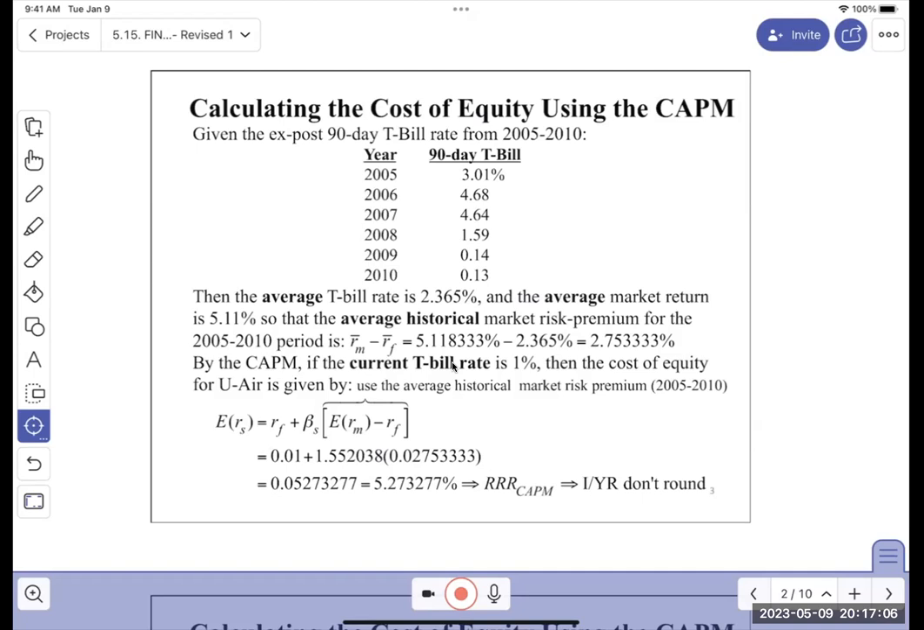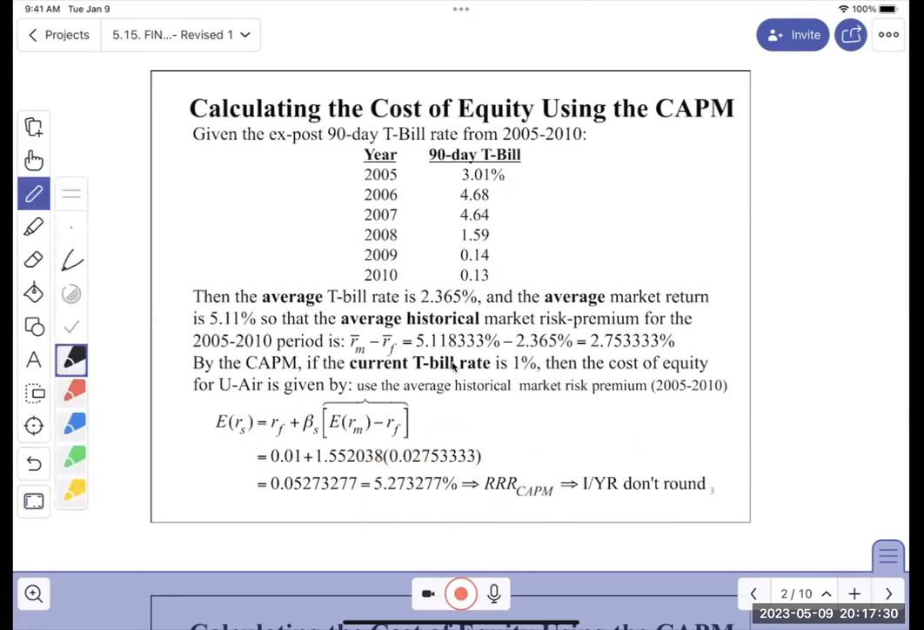So my rationale is that the T-bill rate has been falling, and I think that 1% is more reflective of what's coming in the future. So I stick with the 1%. So doing this calculation, I find that the cost of capital should be about 5.27.